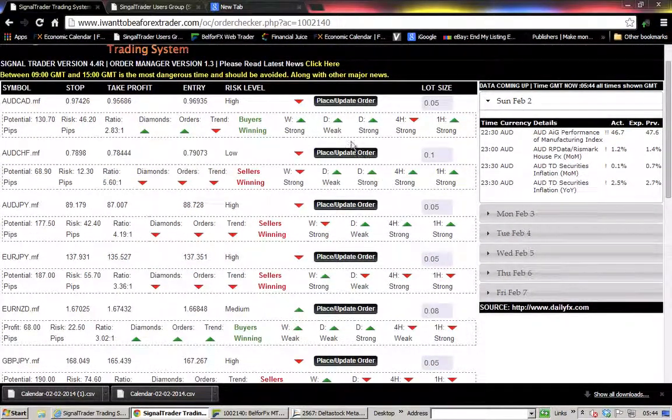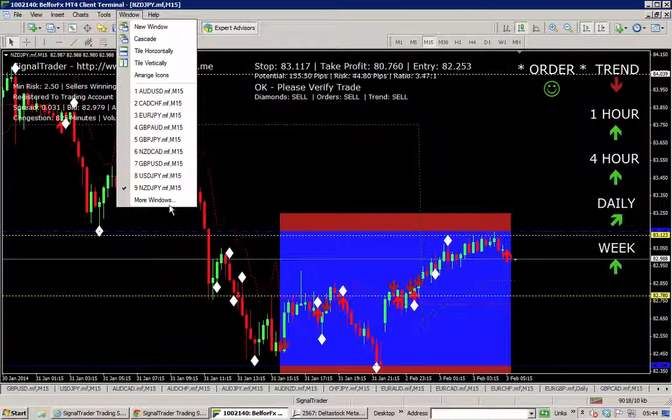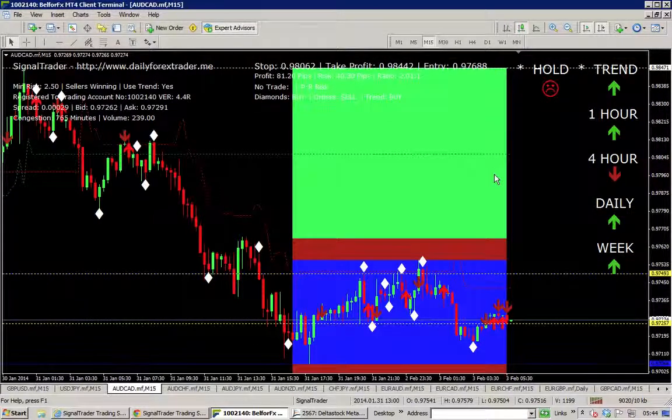This one's quite interesting. That's Aussie CAD. Let's have a look at that. So we look at New Zealand yen and Aussie CAD. Let's have a look at Aussie CAD. Activate. So Aussie CAD, what have we got? Apart from the fact the 4 hour is bearish, which is this part here, this is quite a nice buy.